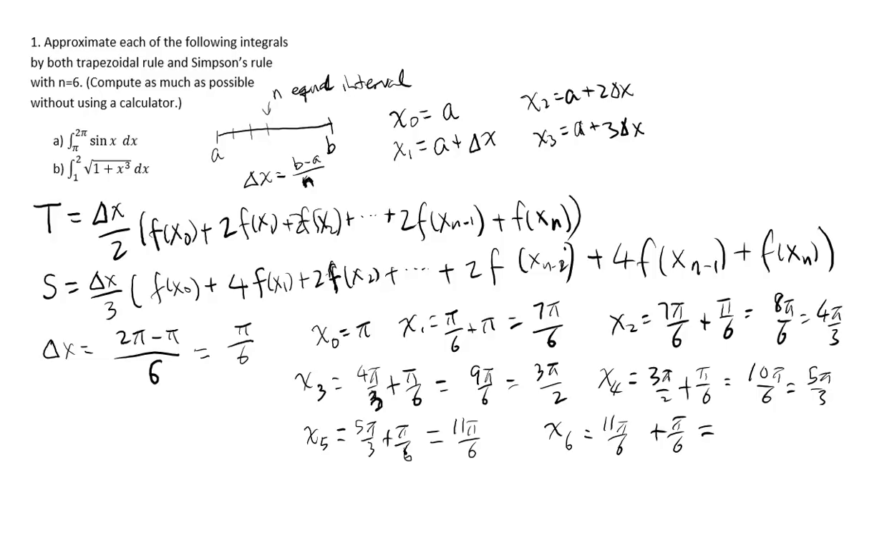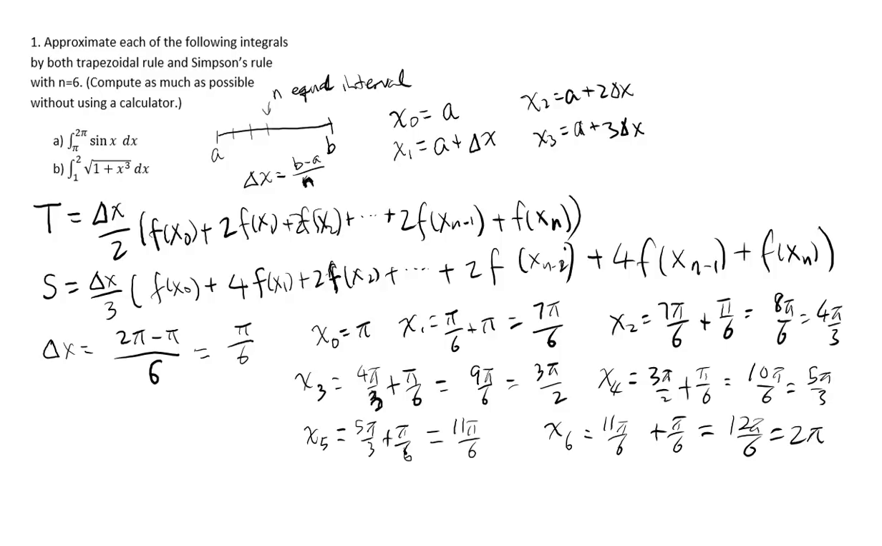So you get 12 pi over 6, and that is equal to 2 pi. And you reach the right end point, which is 2 pi. So that's good. Okay, and make sure that you reach that right end point when your subscript reaches the number n. N is given as 6, right? So when x6 is 2 pi, that means you didn't make any mistake in finding all these numbers.